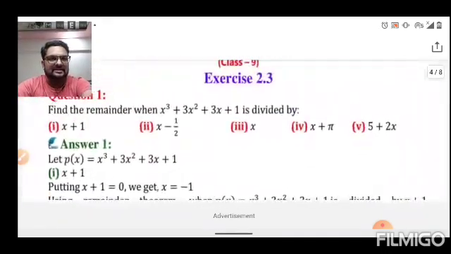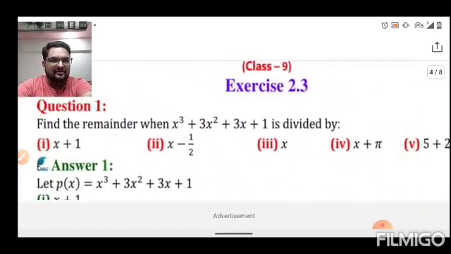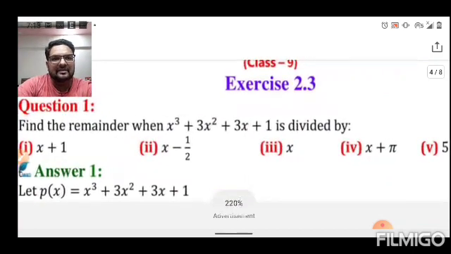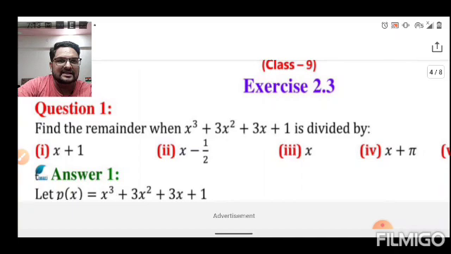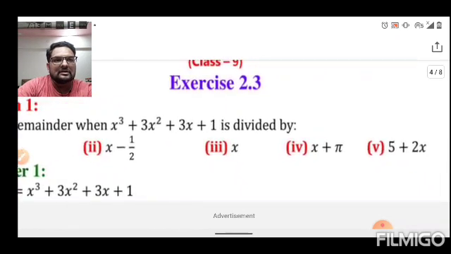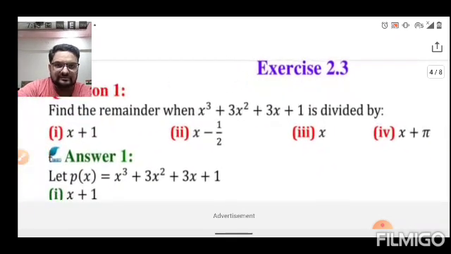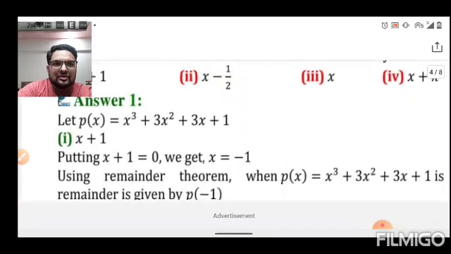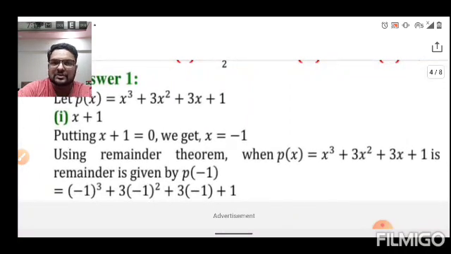Here, let's start with the exercise to understand the use of the remainder theorem. The first question is about finding the remainder when x cubed plus 3x squared plus 3x plus 1 is divided by, here, 4 divisors are given to us. Like p of x equals x cubed plus 3x squared plus 3x plus 1 when divided by x plus 1. Here x plus 1 is the divisor and x cubed plus 3x squared plus 3x plus 1 is the dividend.